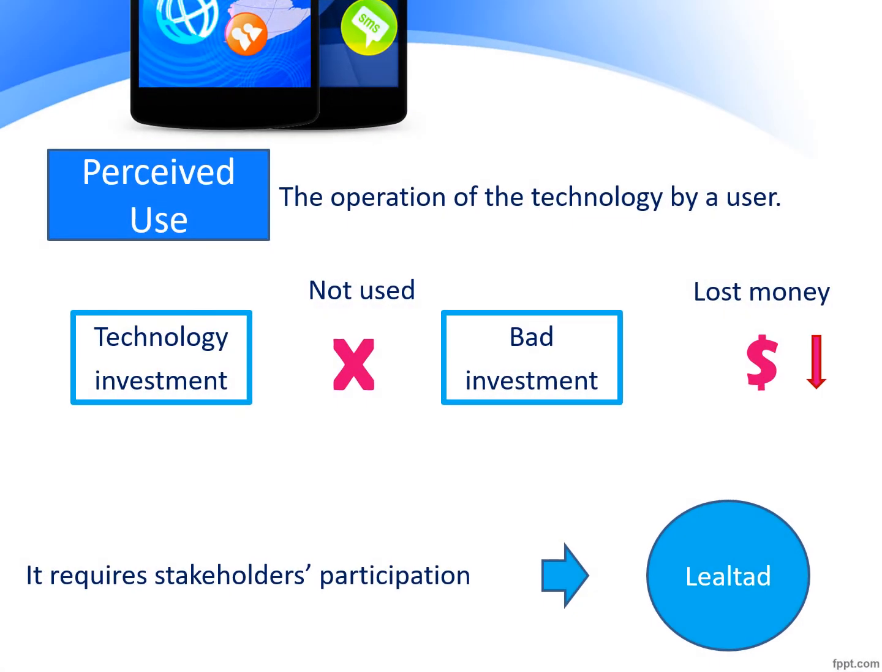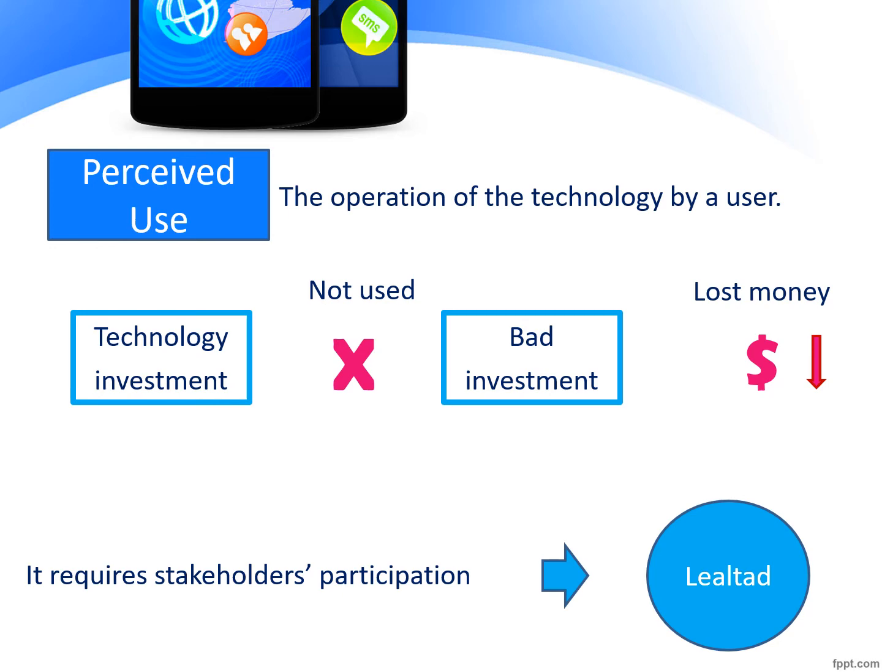Moving to perceived use, it is defined as the operation of the technology by a user. It is known that an investment in technology that is not used is a bad investment, with a large amount of money lost. Thus, the active participation of stakeholders in banking is required, like users, bank, internet provider, etc. As a whole, they can lead us to a loyalty that is very good for the bank because they will have captive clients. However, it may only be for a short time.